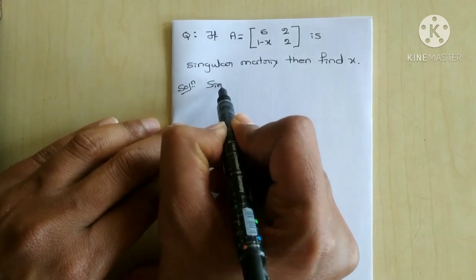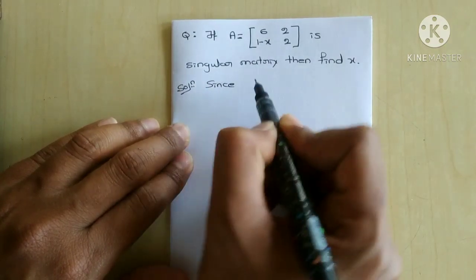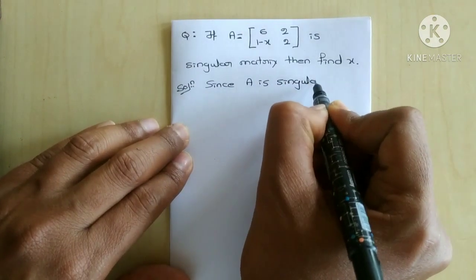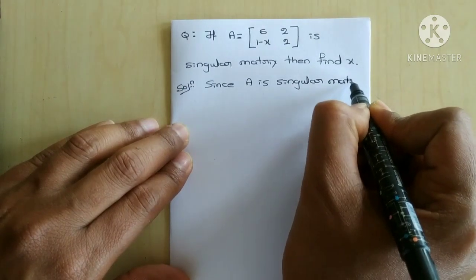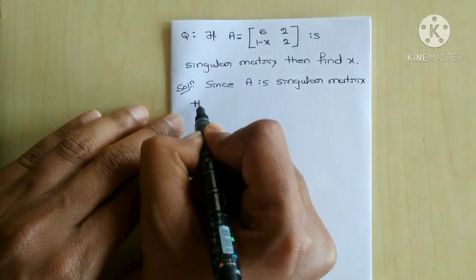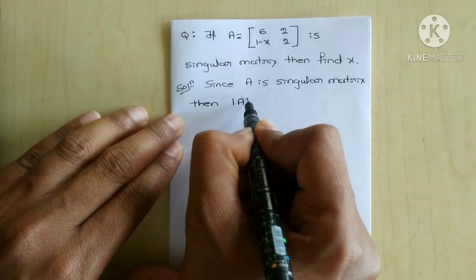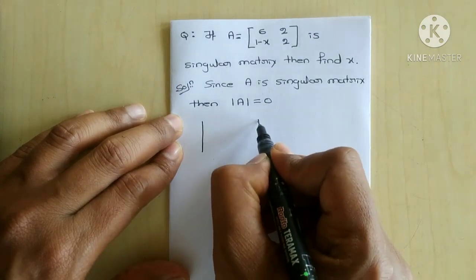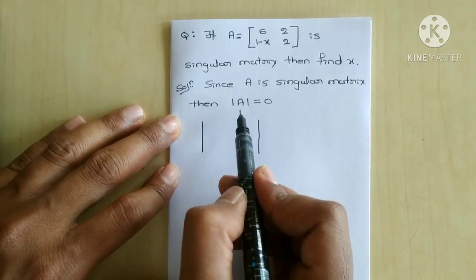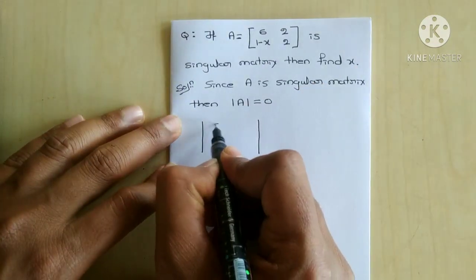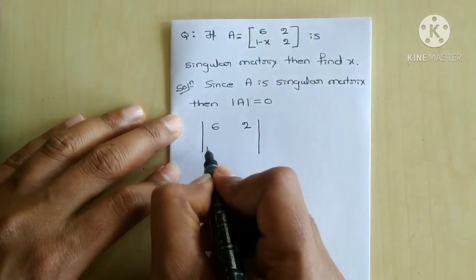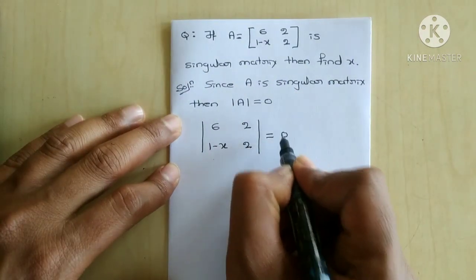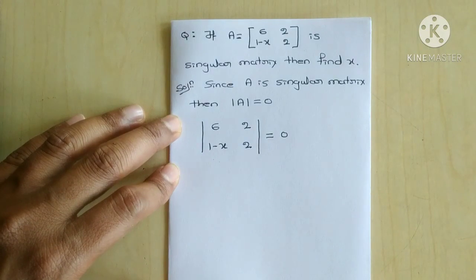Since A is a singular matrix, then determinant of A goes to what? 0. Next, keep the determinant symbol as it is. Mention the A value: first row 6, 2, second row 1 minus x, 2, equals 0. Again this is a second order determinant, so cross multiplication.